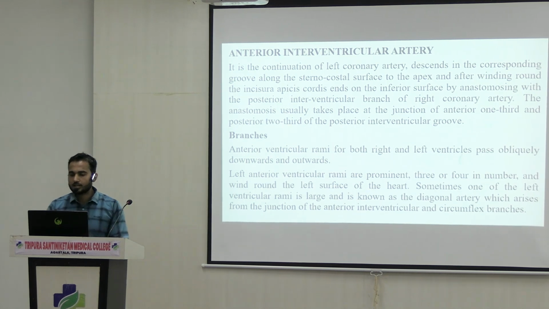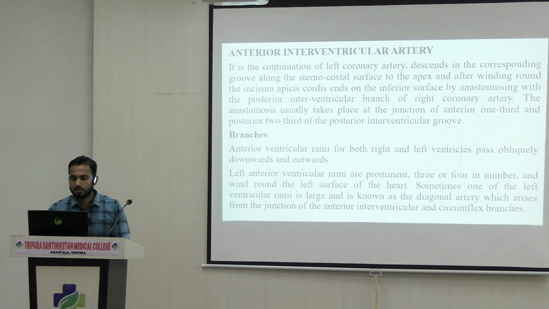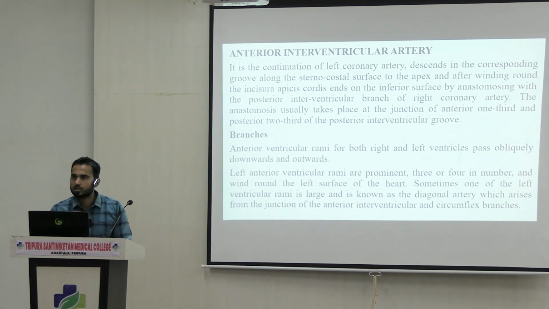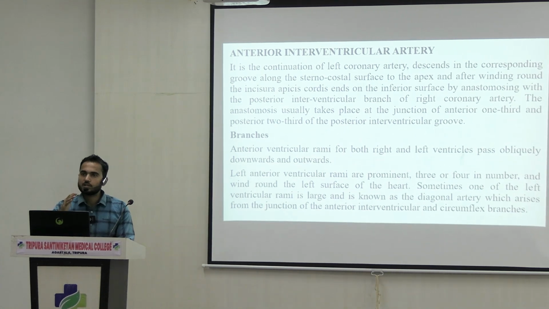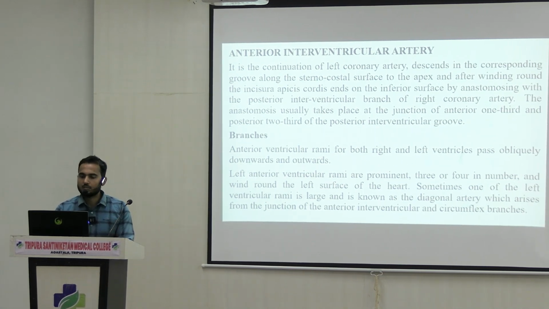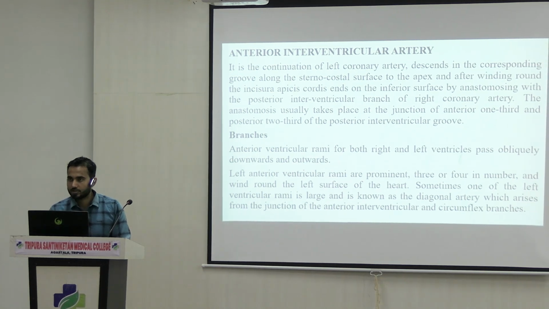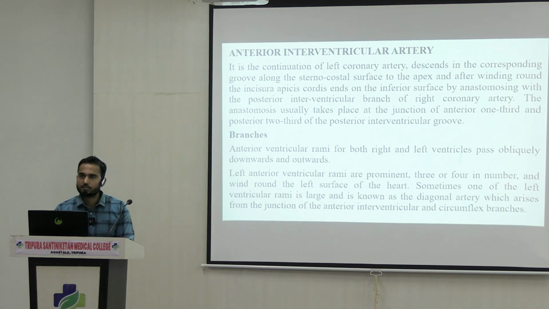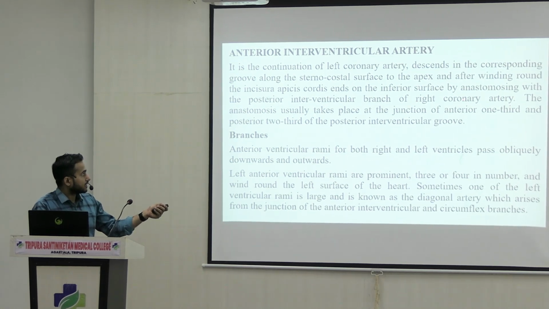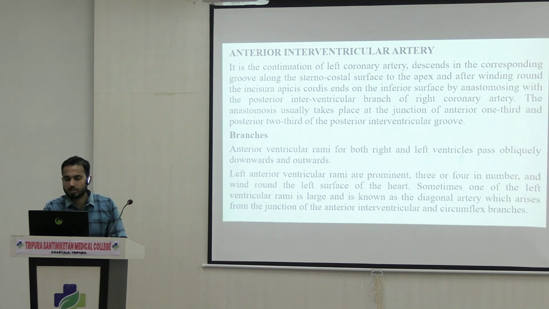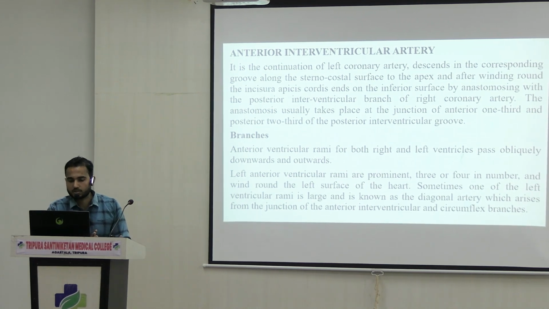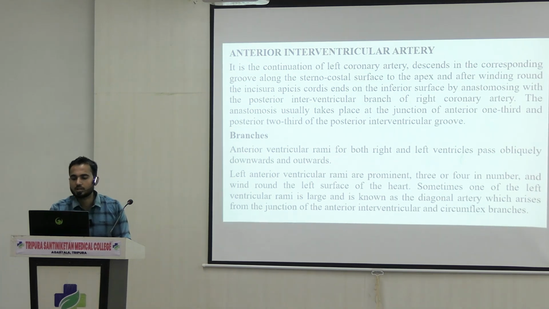Now the anterior interventricular artery is the continuation of the left coronary artery. When it is descending, it will descend in its corresponding groove, that is the anterior interventricular groove, towards the apex of the heart. Once it reaches the apex of the heart, it will wind around the apex on the inferior surface. Then it will anastomose with the posterior interventricular branch of the right coronary artery, and the anastomosis takes place at the junction of the anterior 1/3 and posterior 2/3 of the posterior interventricular groove, where it will terminate. That is the course and termination of the anterior interventricular branch.